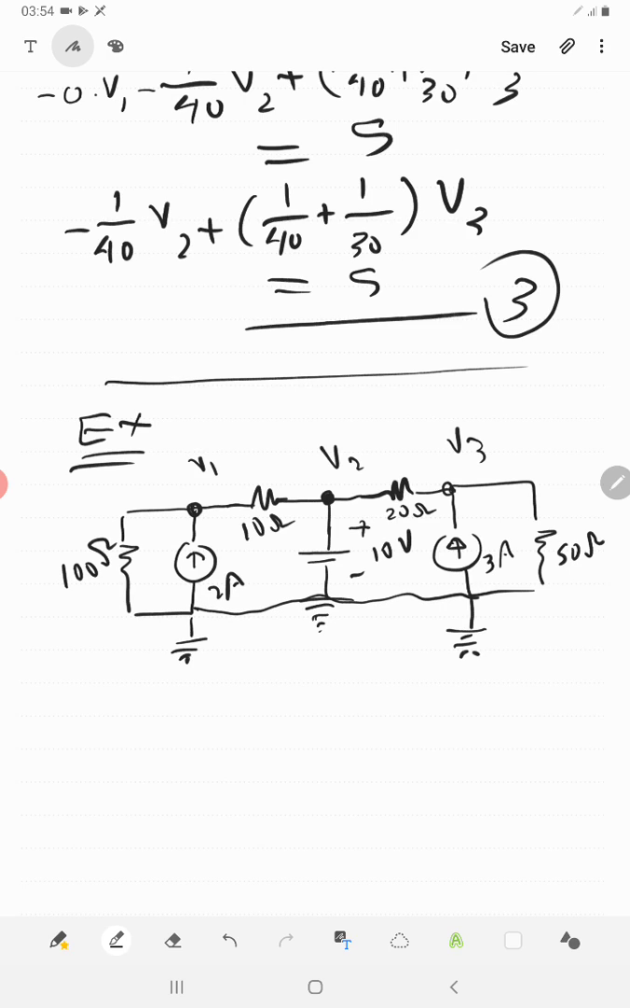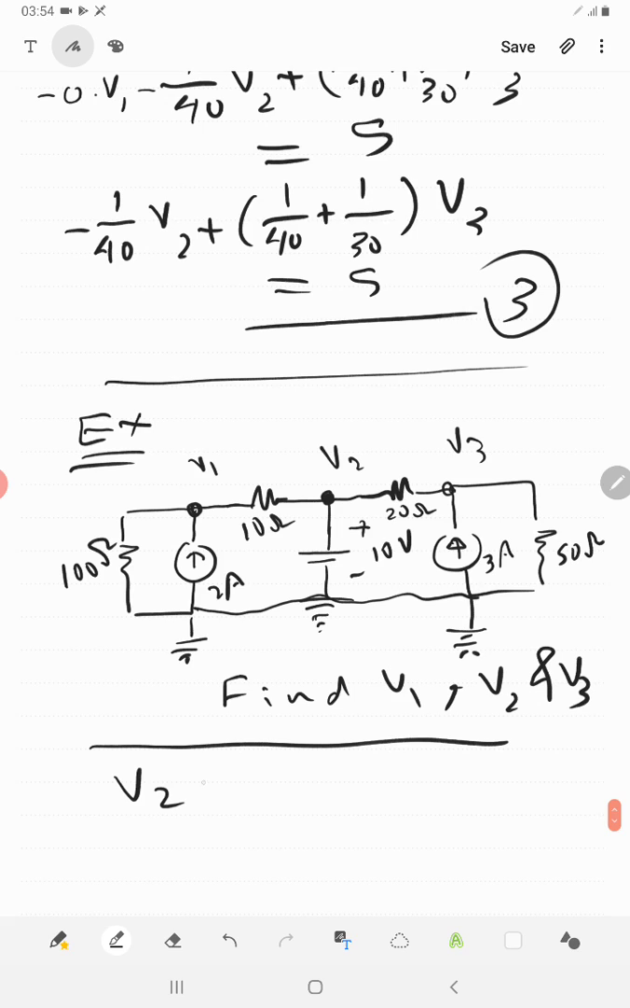Okay, now find V1, V2, and V3. Okay, from the circuits we already know V2. Simply say V2 equal 10 volts. Why? Because the battery source here plus minus 10 volts means V2 is 10 volts. So we know it. We don't need an equation.